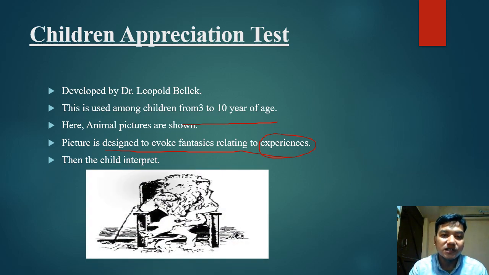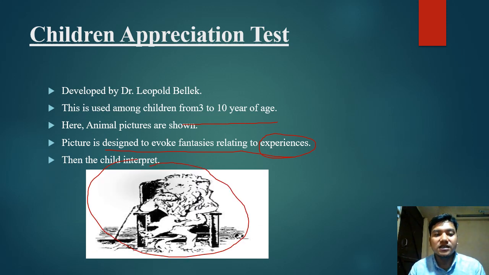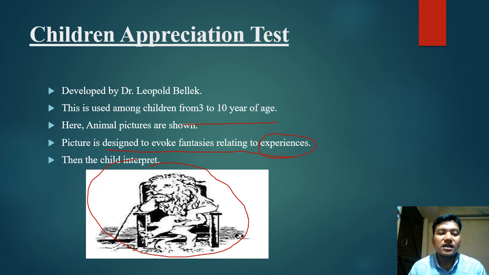See, in this picture you can see that the lion is sitting on the chair. Looking at this picture, the child will automatically say he is the king of the jungle. Lion is the king of the jungle, which he or she has already watched in the form of cartoon or animation.